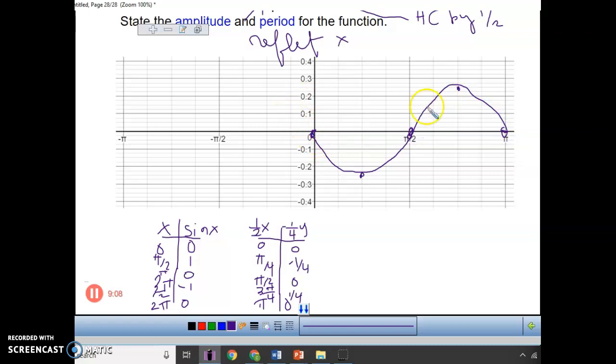And then I do expect you to use this same pattern to finish off the rest of this all the way to -pi. So you'd have another point at -pi over 2 as an x-intercept and -pi. You would have a relative max now at -pi over 4, 0.25. And you'd have a relative min at 3 pi over 4, -1/4. And so this is what your graph would look like. Okay?